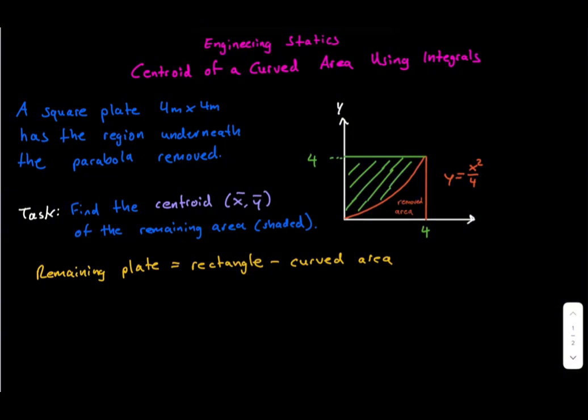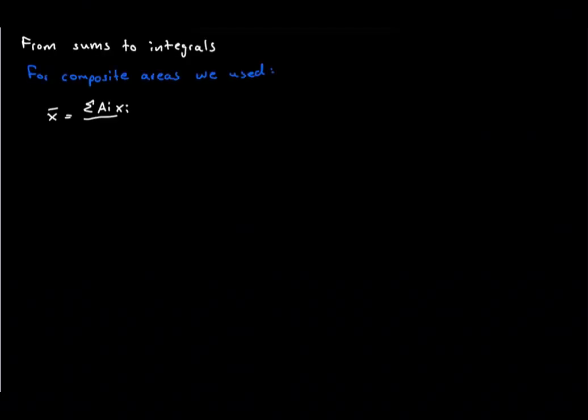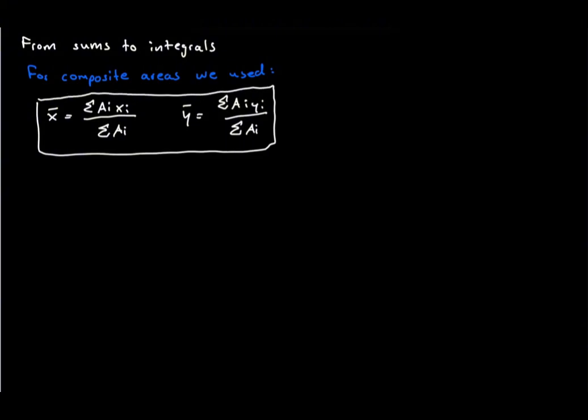We can think of the problem as a composite area. We have the complete rectangle, and from it we subtract the curved area underneath the parabola. Before we can use our composite area formula, however, we need to determine the area and centroid of that curved region. In the previous video, we calculated the centroid using a sum of individual areas. We multiplied each area by the position of its centroid, added those contributions, and divided by the total area.